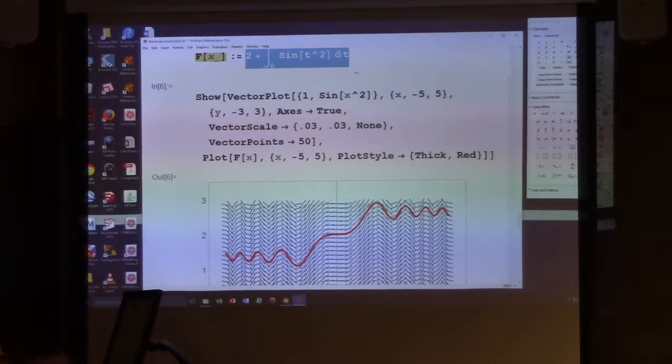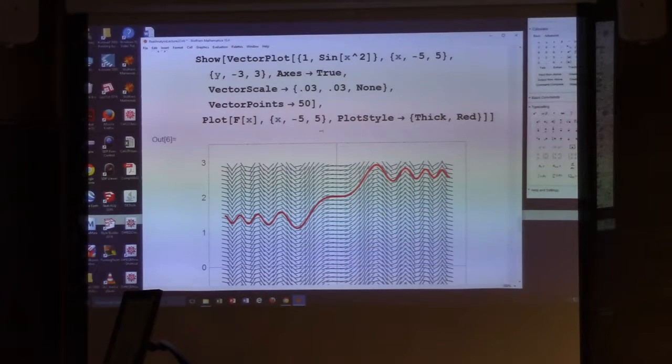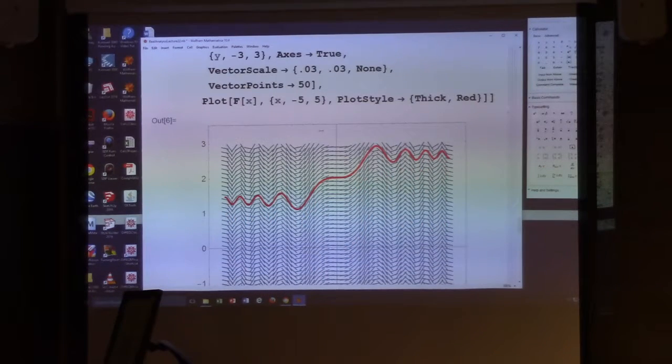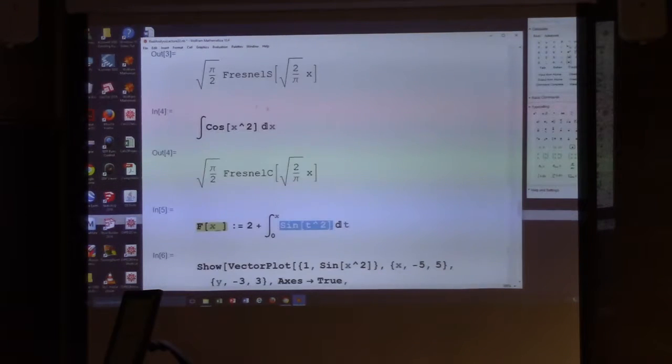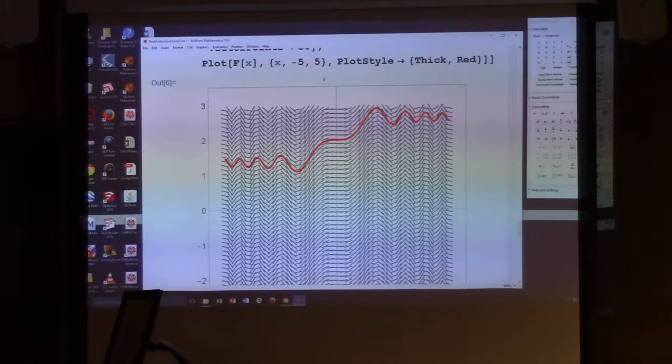I'm creating a function with an integral, where the variable's in the upper limit of the integral. It is an antiderivative of sine of x squared. And it does follow the slope field for that function. So this red graph is the graph of this function plus 2. Kind of a cool looking graph.